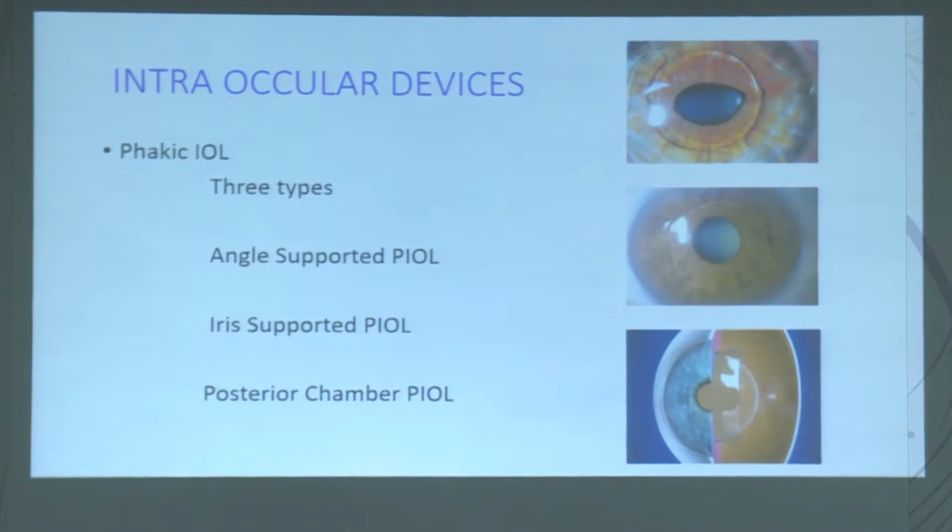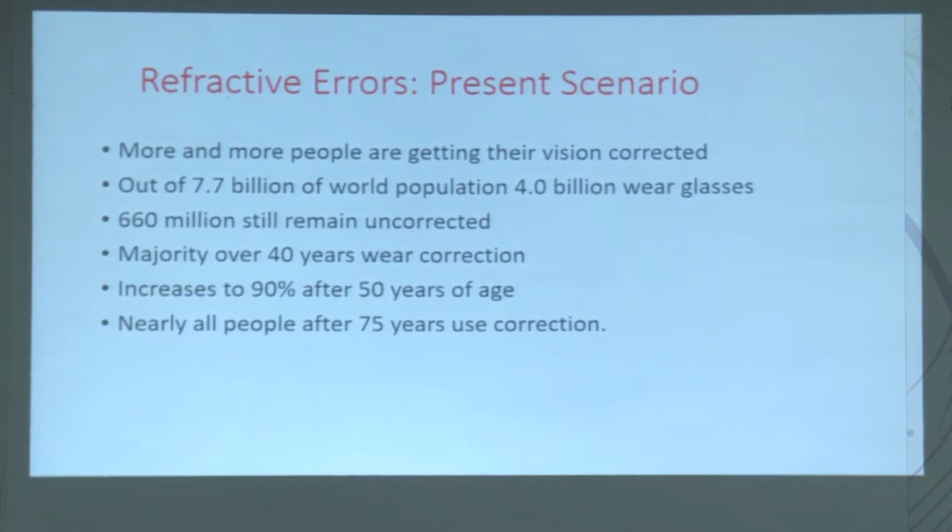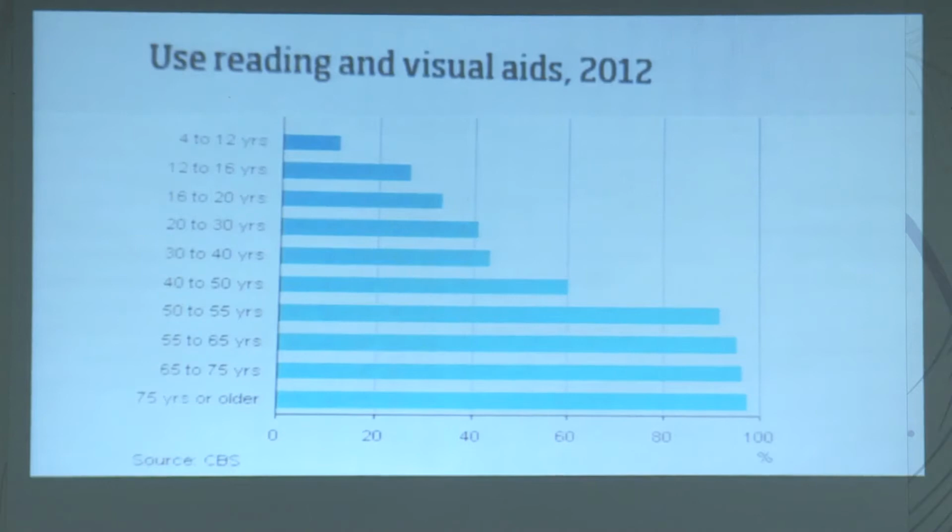So, refractive errors, present scenario. More and more people are getting their vision corrected. Out of 7.7 billion of the world population, 4 billion wear glasses. 660 million still remain uncorrected. The majority over 40 years wear correction. The correction increases to 90% after 50 years of age. Nearly all people after 75 years use correction. This is a graph showing that as age increases, the number of people wearing glasses increases.